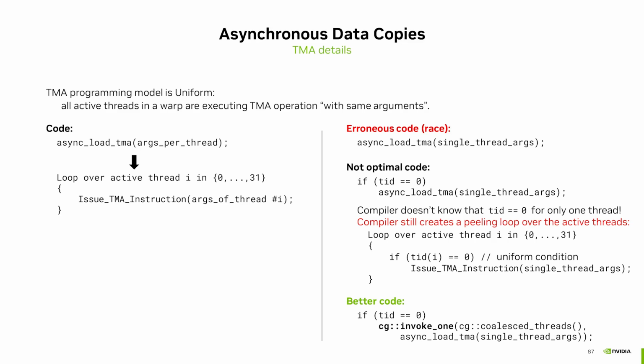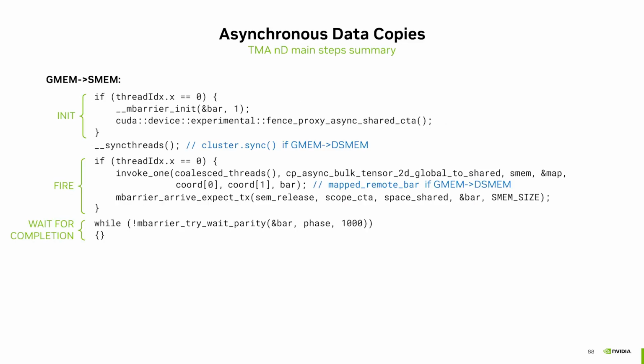OK, so this is the summary of global to shared memory copies. First, we initialize a barrier. We synchronize in order for the initialization to be visible to everyone. Then we fire a copy, and we set the expected transaction count to the corresponding size, which attaches the barrier to our copy. And finally, we wait on the barrier phase flip.